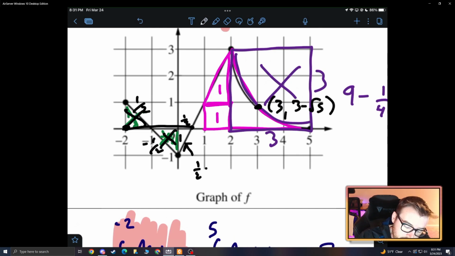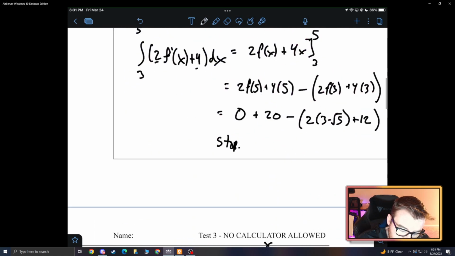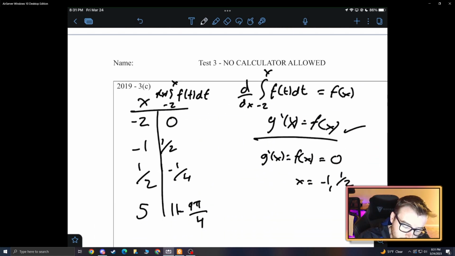So base times height divided by 2 is 1/4. And it's below the x-axis. So the answer is -1/4 here. The integral from -2 to 1/2 is -1/4.